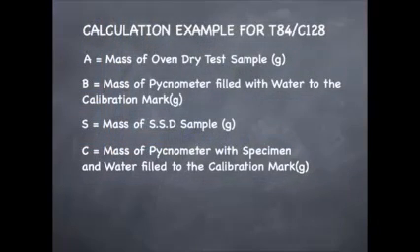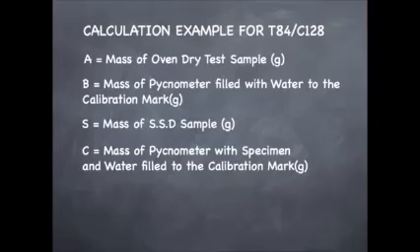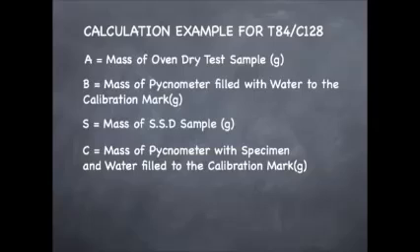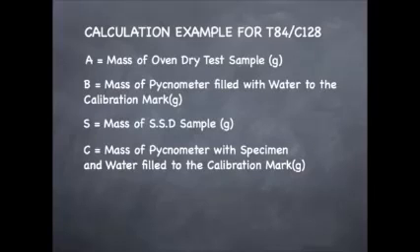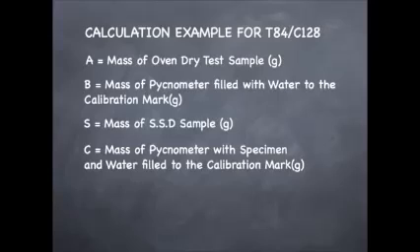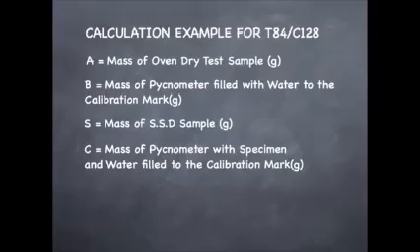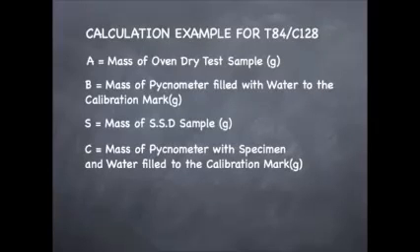When we have completed our test, we should have 4 weights recorded. The first is listed as A. This is the weight of the oven dry specimen. Next is B. This is the weight of the mason jar filled to the calibration point with just water. Next is S. This is the weight of the saturated surface dry specimen. And finally C. This is the weight of the SSD specimen in the mason jar with the water filled to the calibration mark.